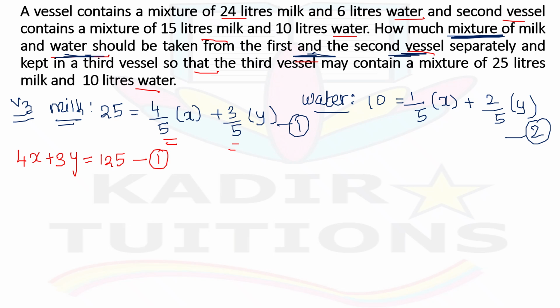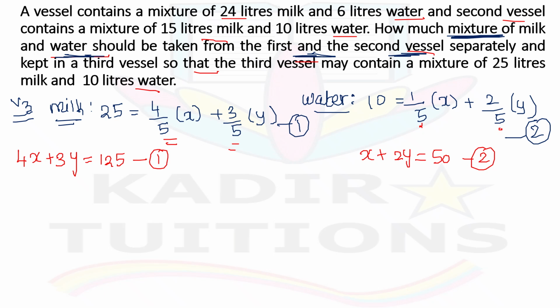And what about the second equation? We can write this as x plus 2y, and this denominator 5 can be moved over to the other side. So it's going to be 50. This is our second equation. Now we can solve these two equations and we'll get the value of x and y. So what is our x? It's nothing but the amount taken from vessel 1 and y is the amount taken from vessel 2.